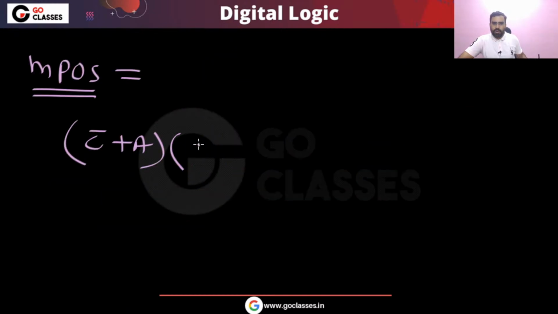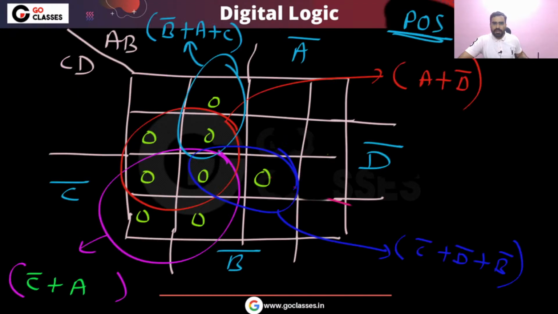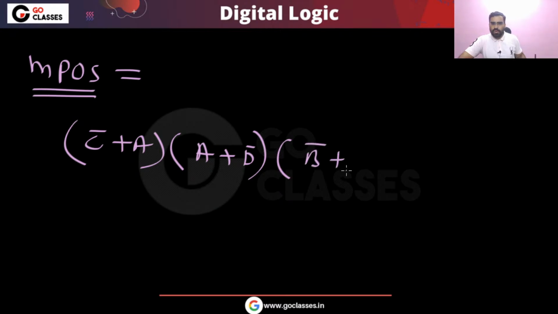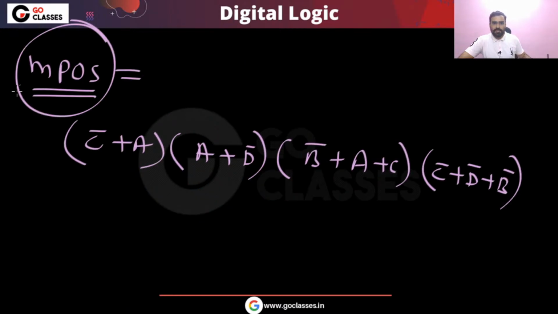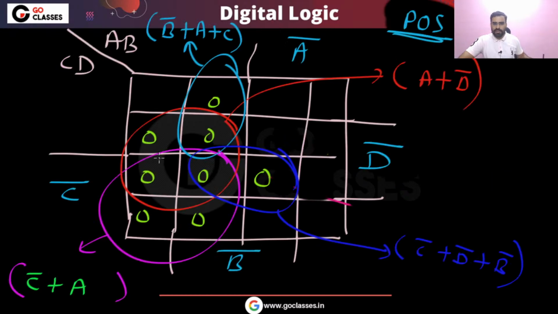Next, A or D bar. Next, B bar or A or C. Next, C bar or D bar or B bar. So this is your minimum POS. This is the minimum POS we will get. Okay, is this clear?